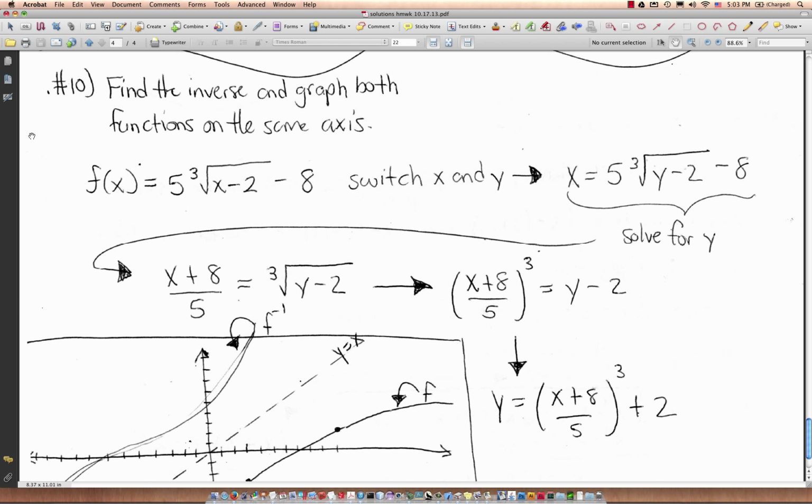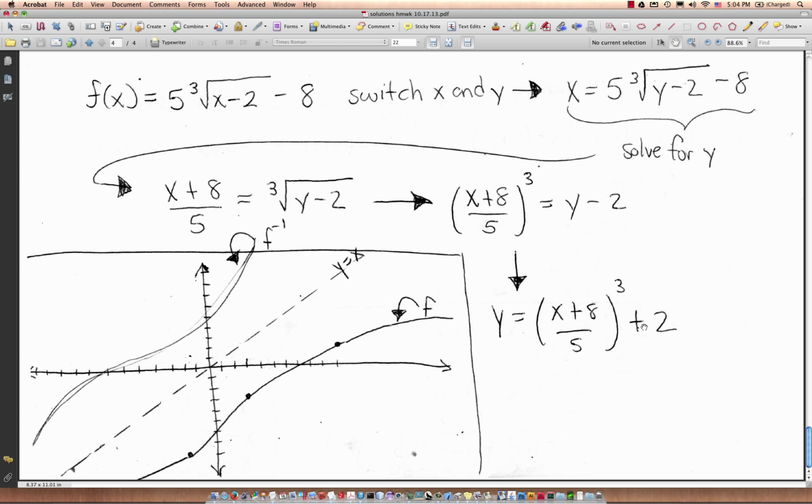10. Find the inverse and graph both functions on the same axis. So from the lesson that we did in chapter 1, to find the inverse, you have to switch x and y. So I do that. x equals 5 times the cubed root of y minus 2 minus 8. And now I solve for y. So I add 8 to the other side and then divide by 5. I get x plus 8 over 5 equals the cubed root of y minus 2. I now cube both sides to get rid of the cubed root. (x plus 8 over 5) cubed equals y minus 2. And finally I add 2 to the other side. So the final inverse is (x plus 8 over 5) cubed plus 2.